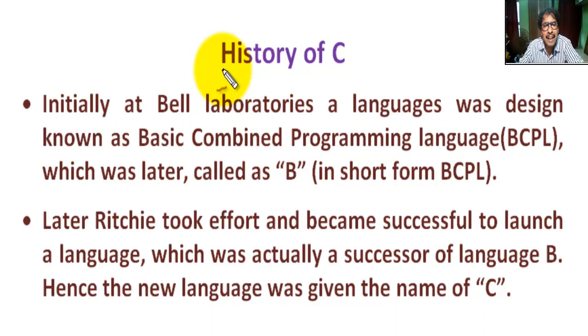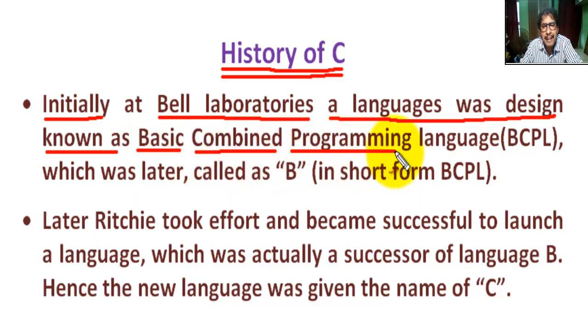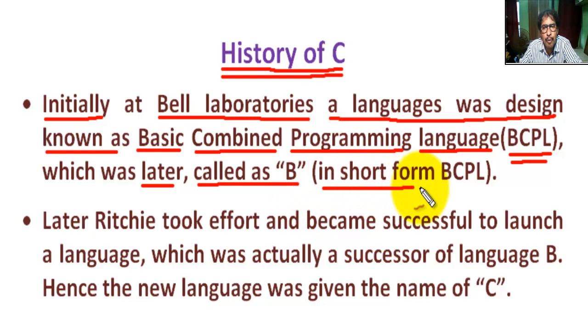Now, what is the history of C? Initially, at Bell Laboratories, a language was designed known as Basic Combined Programming Language, in short form BCPL, okay, which was later called B, in short form of BCPL. Okay.